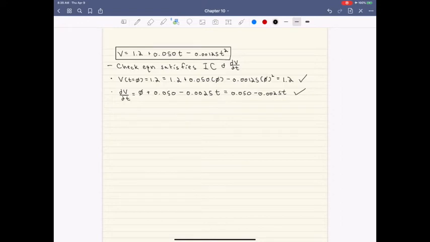Now the final part of the problem asks us to plot what v of t looks like over time. But so far we've just worked with math. We just solved a differential equation. If we want to be able to plot what v of t looks like, let's try thinking about what this equation physically means.